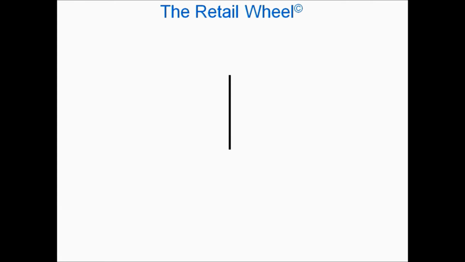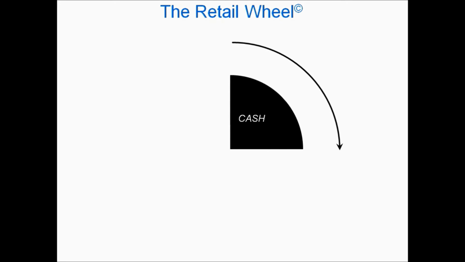The starting point for most businesses is either some starting capital in the form of cash or investors' funds, which we're going to represent by this black line, and we're going to turn that through the first quadrant, which we'll simply call cash, and we're going to turn that into resources from which we can make profit and deliver a return on this investment that we've made in the business.